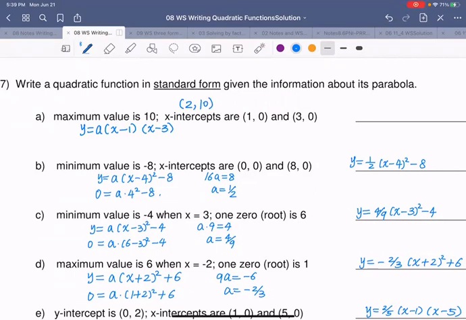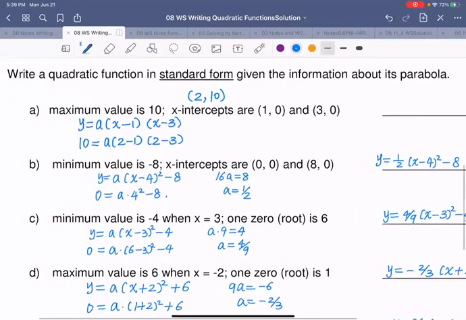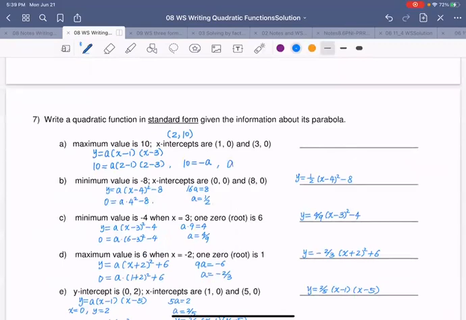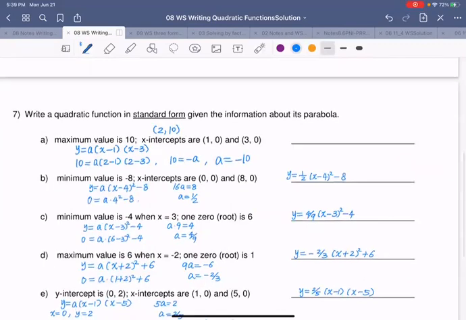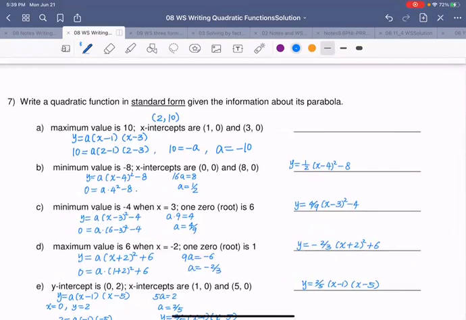10 equals a times (2 minus 1) times (2 minus 3). This is beautiful. Good job, Helen. Next. 10 equals negative a. So a equals negative 10. Now tell me the result. y equals negative 10x squared.